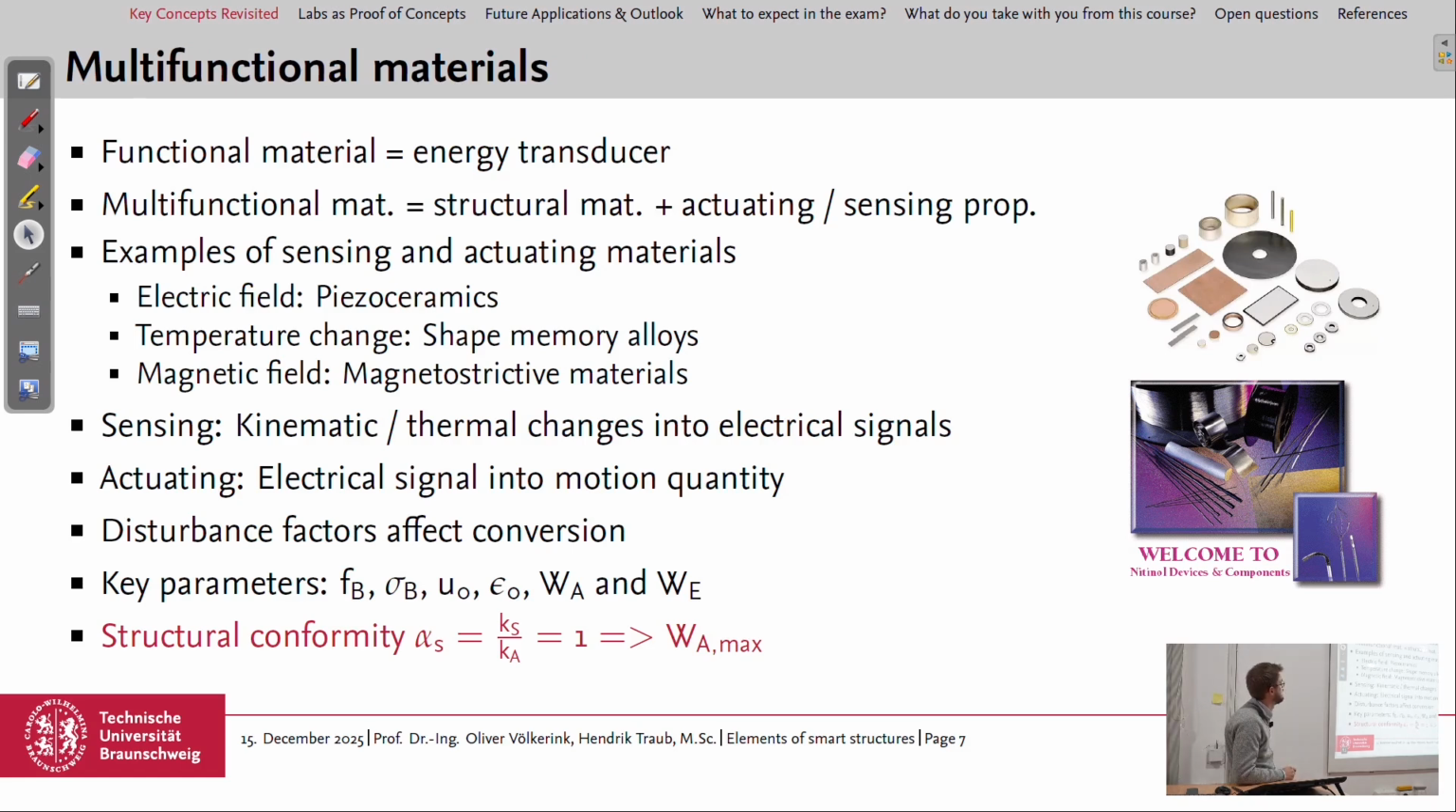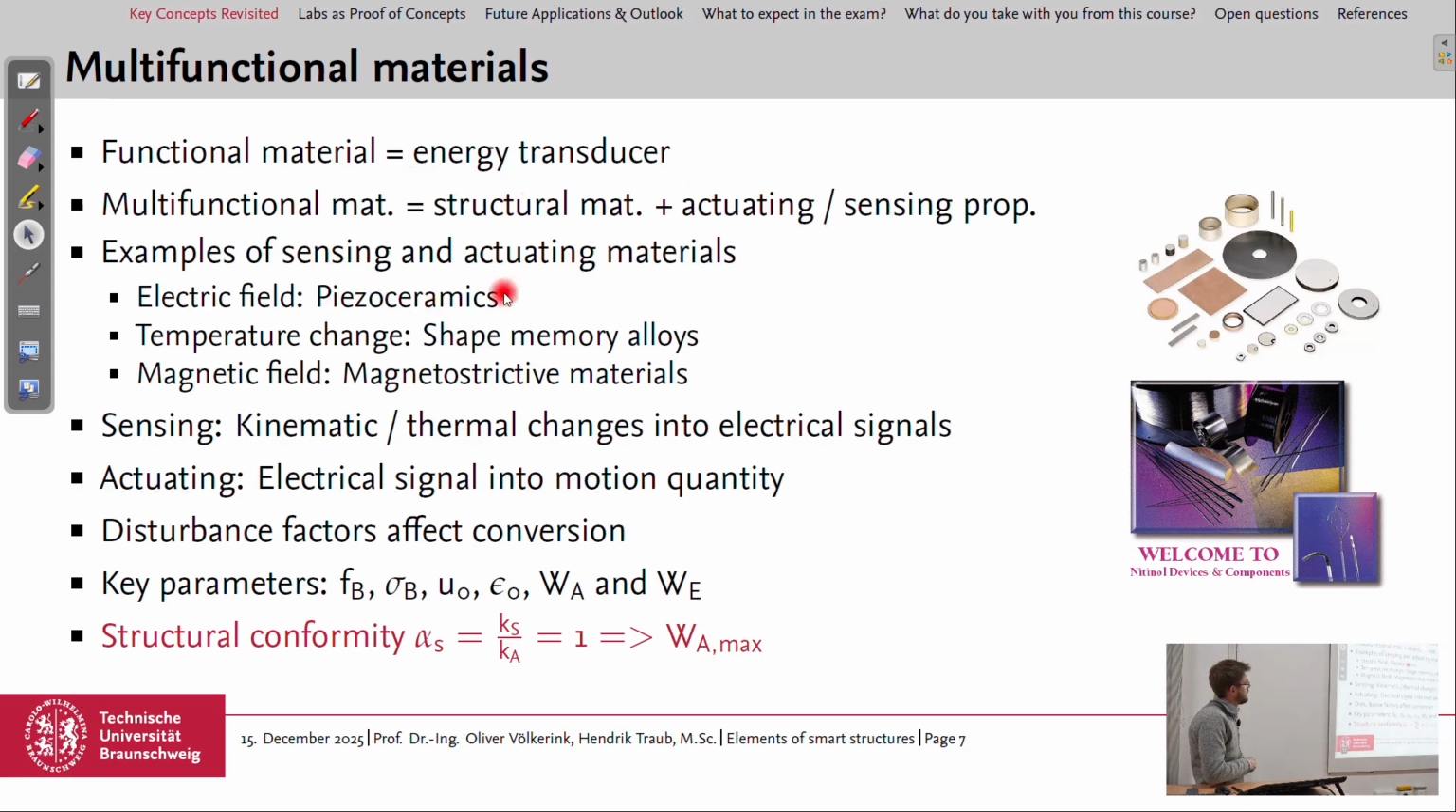What are multifunctional materials again? A functional material is an energy transducer, which, for example, transduces mechanical to electrical energy and the other way around. A multifunctional material, in the sense of our course here on smart structures, is a structural material which also has actuating and sensing properties.